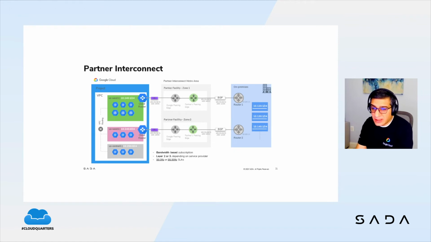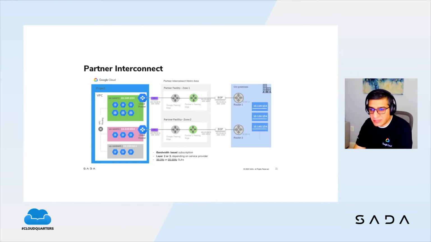If customers cannot meet Google in the list of locations published, or want to get less bandwidth, like subsets of the 10 gig port speed, they can work with a partner. In this case, partners have already established these connections to Google. They have presence in different locations, and they will work with the customer to extend this connectivity through the last mile access. And they will provision or enable the customer to provision these VLAN attachments. And the same model will work.